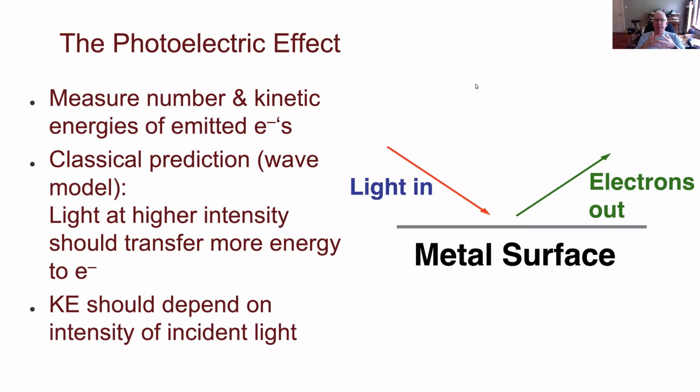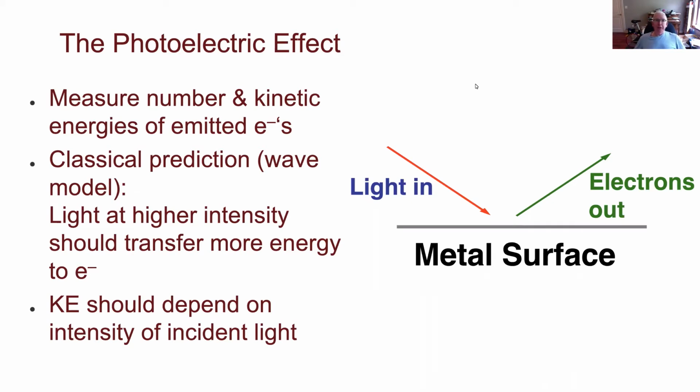So when I stop seeing the electrons, I'll be able to figure out their kinetic energy from that. Suppose you went back to the 19th century and you asked a physicist, based on what you know about light, what do you think would happen in this experiment? If electrons were ejected, what sorts of things should we see, right?